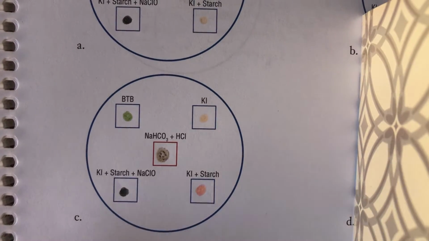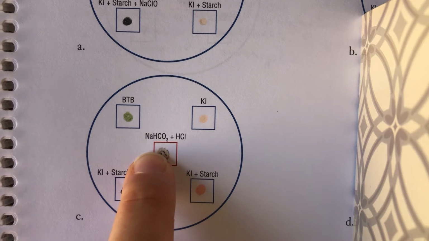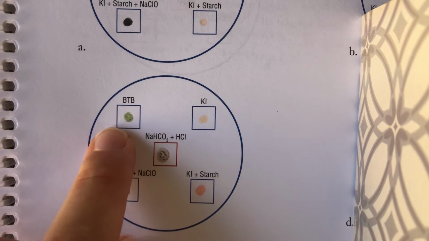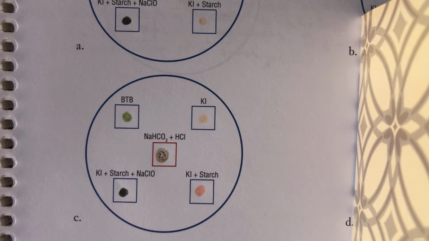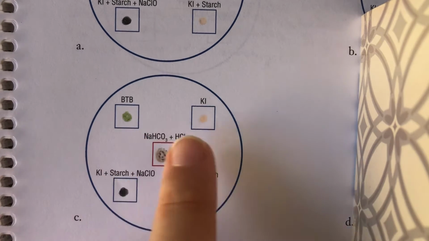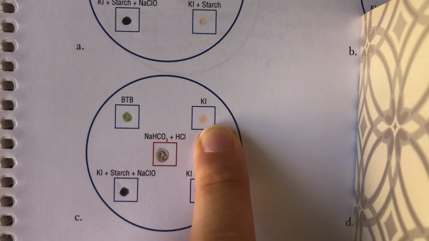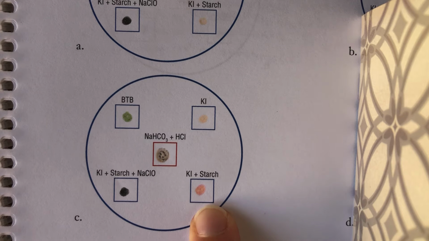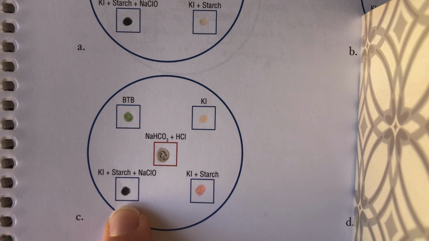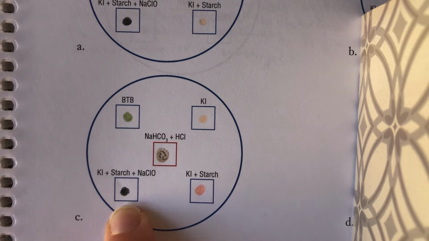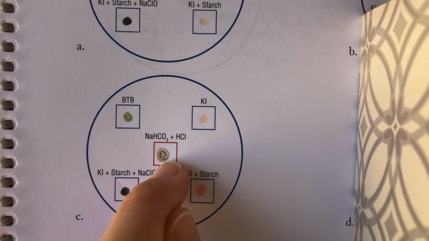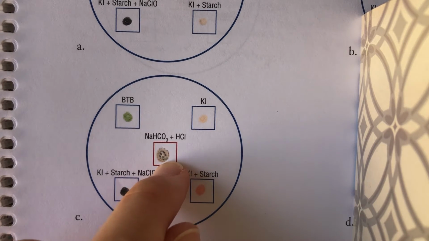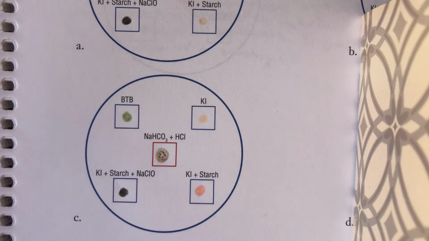For our third reaction, we have NaHCO3 plus HCl, and for this one, the BTB is also a paler green. The KI doesn't change, it's still colorless. The KI plus starch is kind of a pinkish color, like a slight pink. And then the KI, starch, NaClO is black. And these small dots represent bubbles.